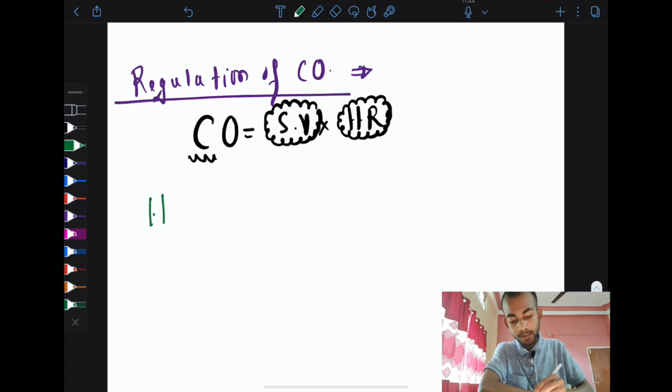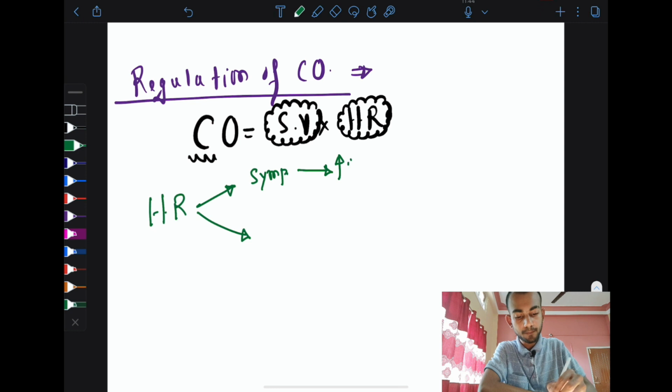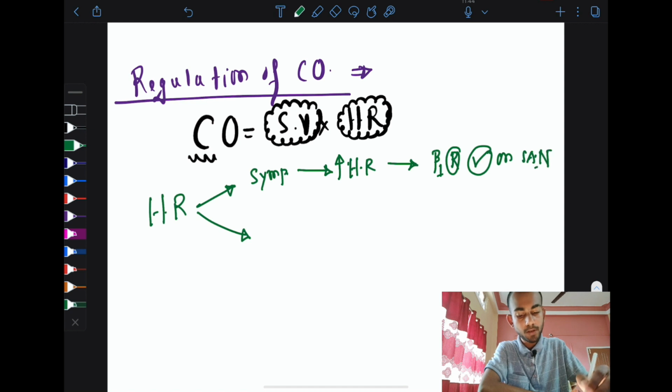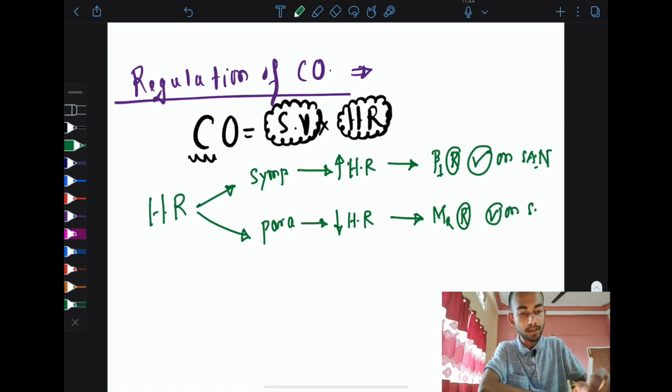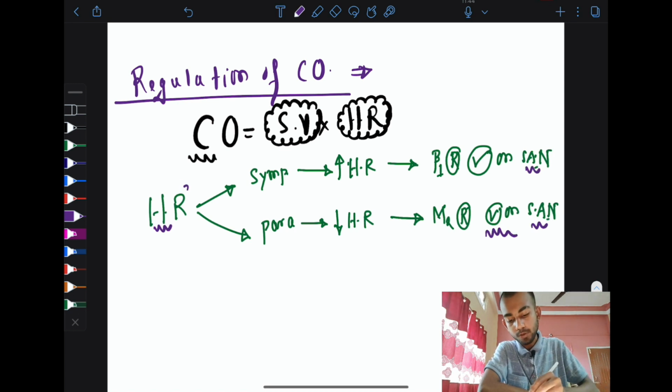Right? So talking about heart rate, guys, we know that this heart rate is under the control of sympathetic and parasympathetic discharge. Sympathetic discharge increases the heart rate by activating what? By activating the beta 1 receptor present on SA node. Right? And this parasympathetic discharge decreases the heart rate by acting on the M2 receptors which is present on the SA node and AV node, right? So SA node mainly, because we are talking about heart rate, so we will talk about the SA node only. We are not concerned about the AV node. So this was about the heart rate.